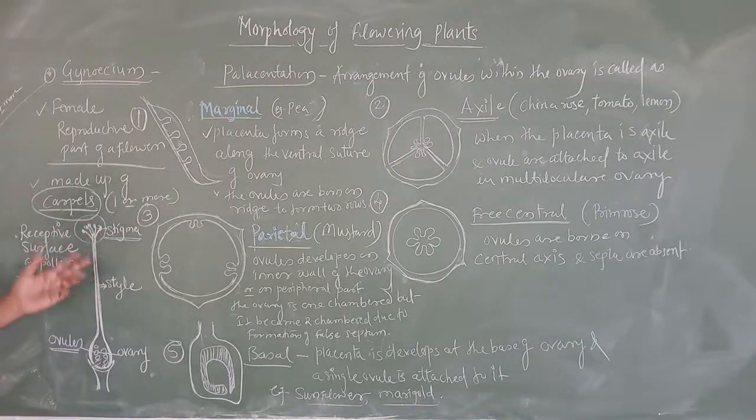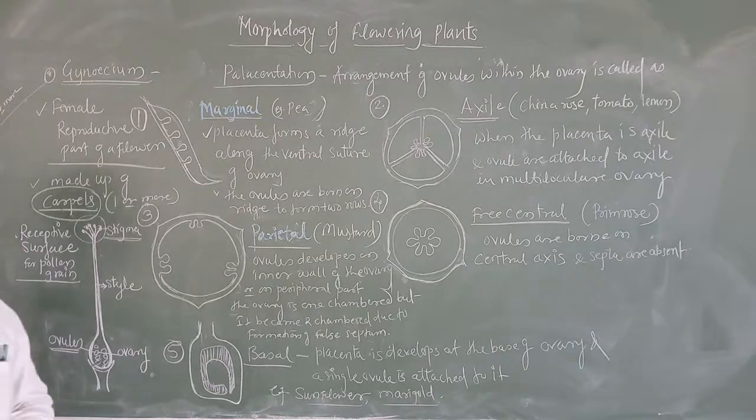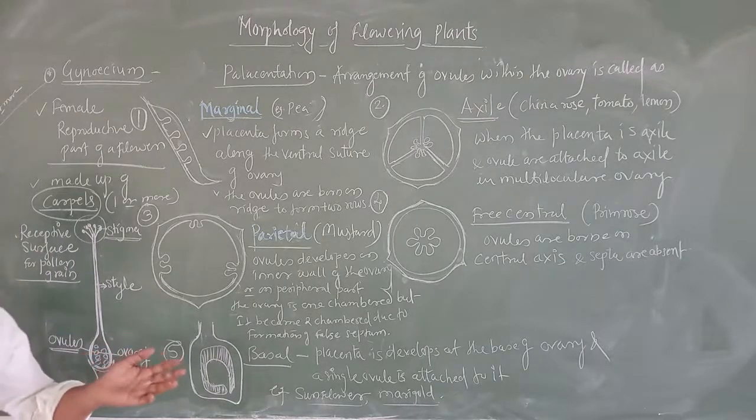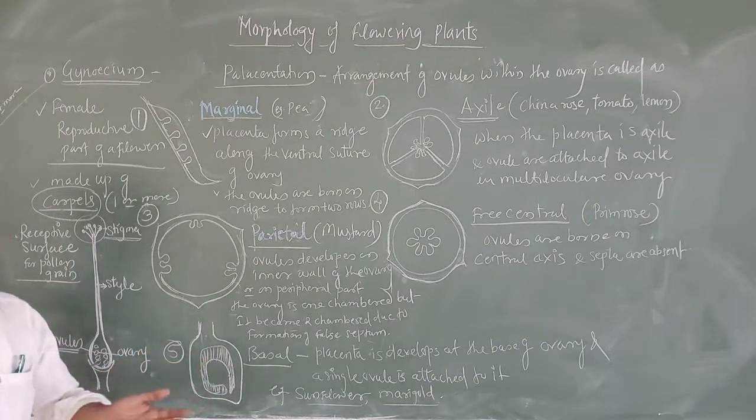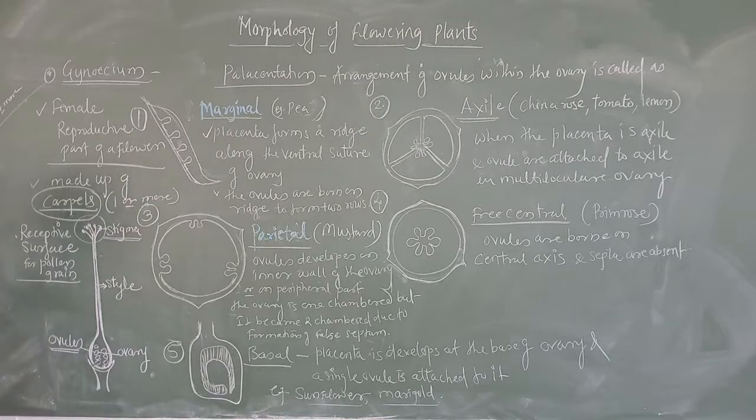Understood? Now here, this stigma is the receptive surface for the pollen grains. It is going to receive the pollen grains. And there are different kinds of pollination and different agents which help in pollination. Those things we are going to discuss next.